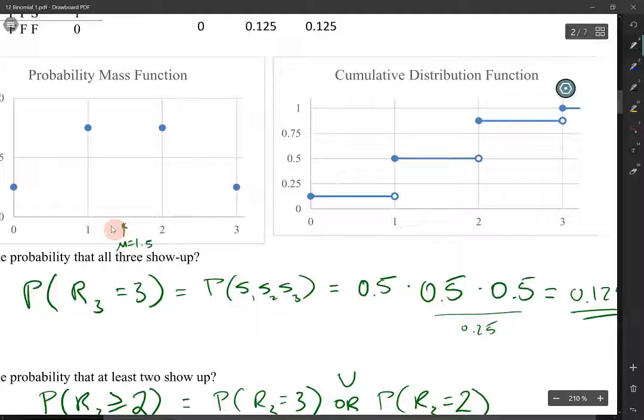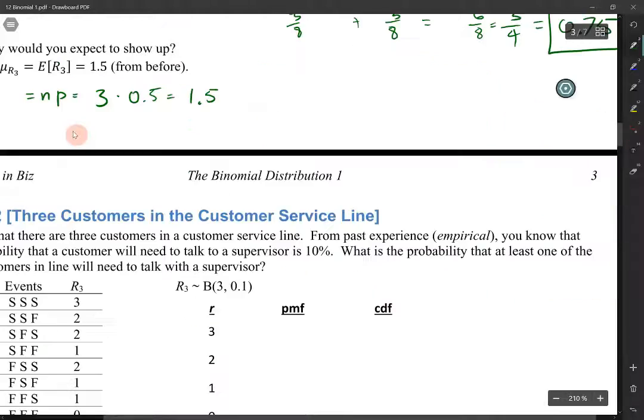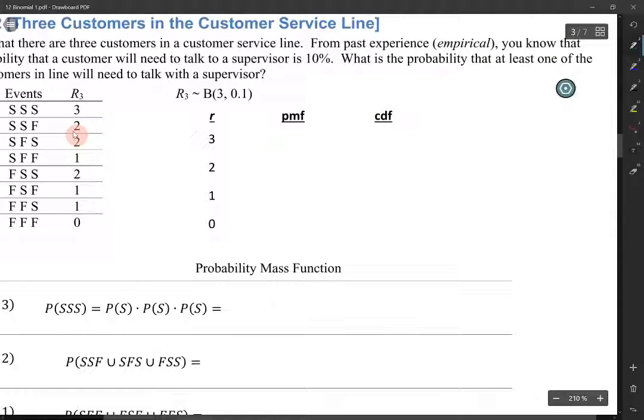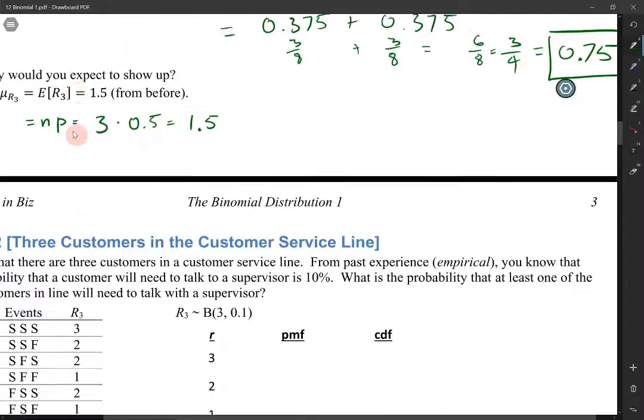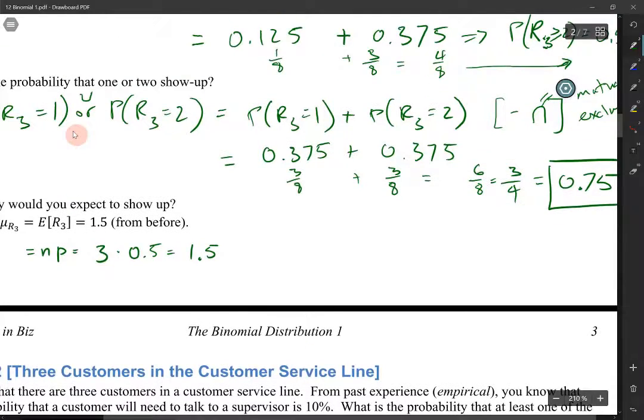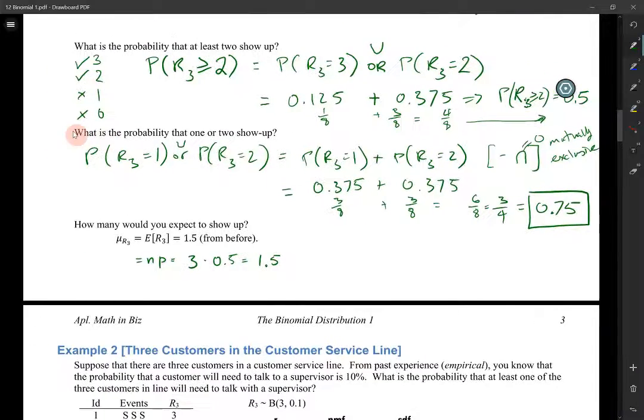Of course, it's people, so 1.5 persons is not going to show up. So it's most likely that you expect 1 or 2. That's what you would expect, 1.5. 1 or 2 will show up, and 1 or 2 will show up with a probability of 75%. So it's really likely to get 1 or 2. But if you really need all 3, you may not get all 3.